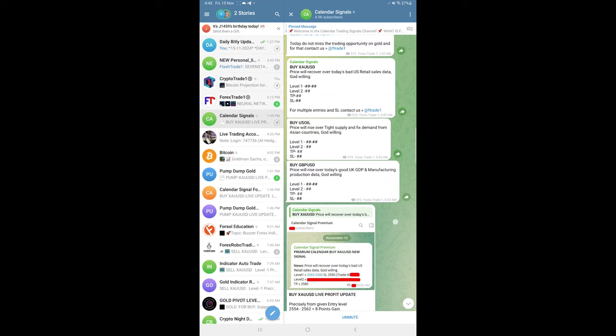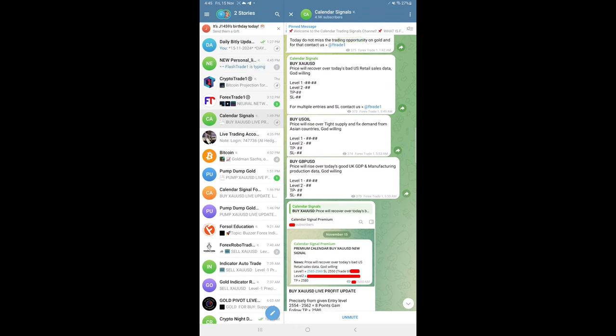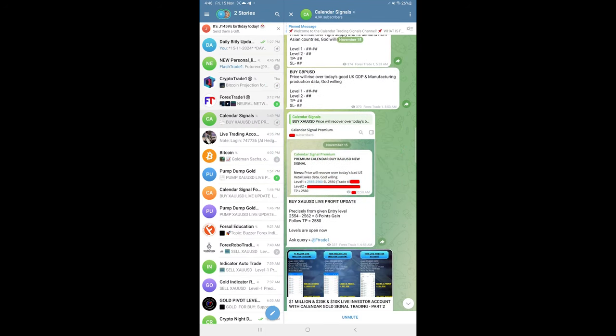Today's date is 15th of November, and today we gave these three signals: buy gold, buy oil, and buy GBPUSD. This is the signal posted time at 5:50 a.m. GMT. And as this is a free channel, initially the levels are not revealed for gold and US oil, and the same for GBPUSD as well. But we gave the direction that gold price will go up, so buy gold given, and US oil also buy given, and GBPUSD also buy signal given.